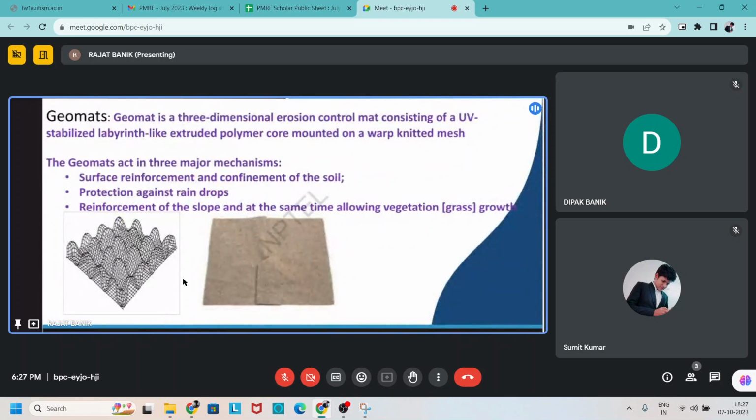Geomats act through three major mechanisms. These are surface reinforcement and confinement of the soil, protection against raindrops, and reinforcement of the slope, while at the same time allowing vegetation and grass growth. So these are the three major functions of geomats. That means they are used as surface reinforcement, protection from raindrops, and also reinforcement of the slope.